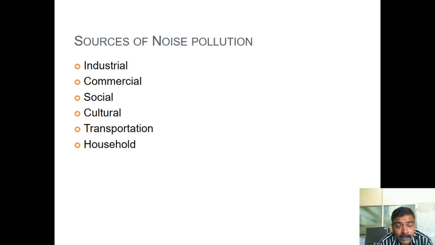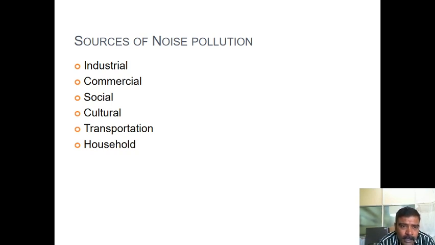So what is industrial noise pollution? I'm sure many of you would have come across these industries, or if you go into some of the industrial areas, there's a lot of noise produced by industries, especially manufacturing industries. That's why most industrial zones are kept away from residential zones. But due to growing cities, we are encroaching into the industrial zones and having residential zones around them, which is causing a lot of noise pollution.